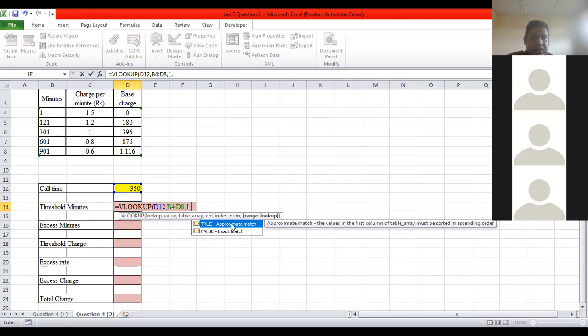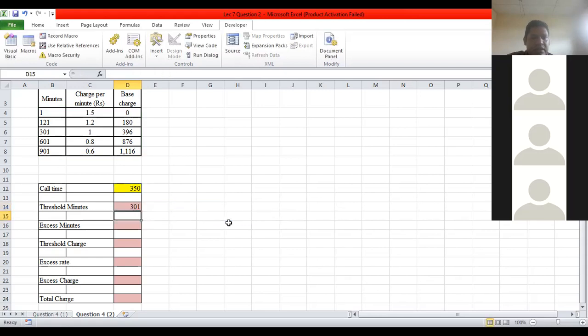So hence you can simply ignore that, or you can even take it as true, right? Now just enter and see what happens. So there it comes as 301, but it has to be 300, no? So therefore you can make a simple modification, minus 1. Good. Okay. Now the excess minutes can easily be calculated.